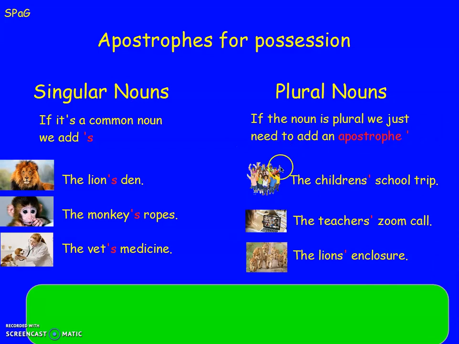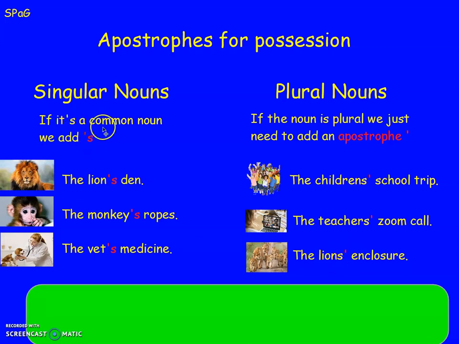Plural nouns is slightly different, so if there's more than one thing, so a group of children, a group of teachers, or a group of lions, that's known as a plural noun, okay? And because plurals already end in an S, all we need to add is an apostrophe, okay? So we're not adding an apostrophe S, we're just adding the apostrophe. So the children's school trip, that's the school trip belonging to the children. You do the apostrophe at the end after the S. The teachers' Zoom call, the Zoom call belonging to the teachers. And your apostrophe comes at the S after teachers. The lions' enclosure, the enclosure belonging to the lions. The apostrophe comes after lions.